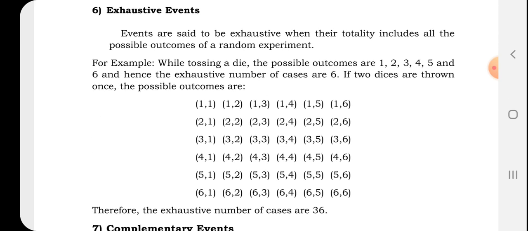Next one is exhaustive events. Events are said to be exhaustive when their totality includes all possible outcomes. For example, while throwing a die, how many possible outcomes are there? If you throw one die, you are having how many outcomes? 6 outcomes. So when there are 6 outcomes, how many total exhaustive cases are there? Exhaustive means total number of cases. 6. That is what we call exhaustive.